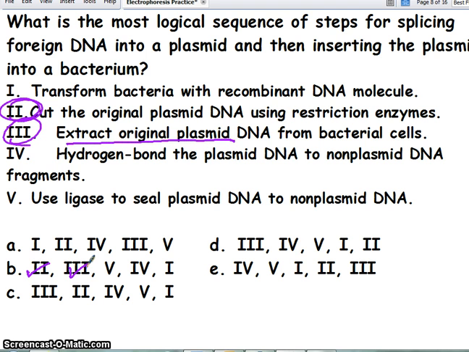Our next choice is to hydrogen bond the plasmid. In other words, we cut open our plasmid, we get our piece of DNA, they will hydrogen bond together, then we're going to add ligase. Ligase will seal them up, and our last step would be to then put them into a bacteria. So it's going to be this one, 2, 3, 5, 4, 1.